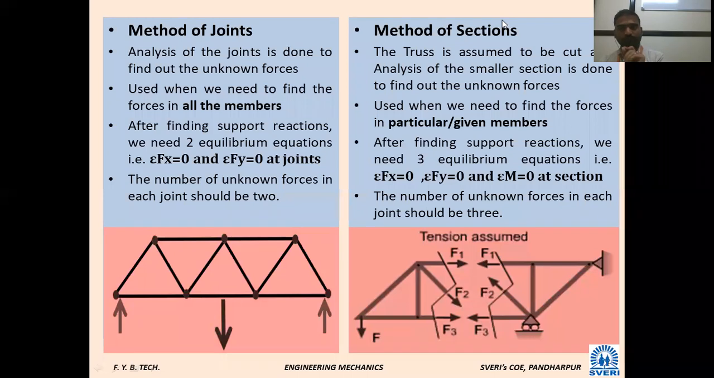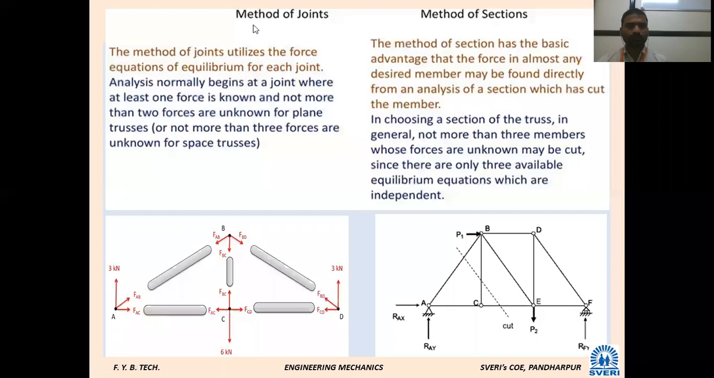If a selected member is given, the method of section is adopted. Next, the number of equilibrium equations in a joint is 2, and in the method of section it is 3. Then the number of unknown forces in each joint is 2, and in the method of section there will be 3. Is the difference clear? Yes, sir.